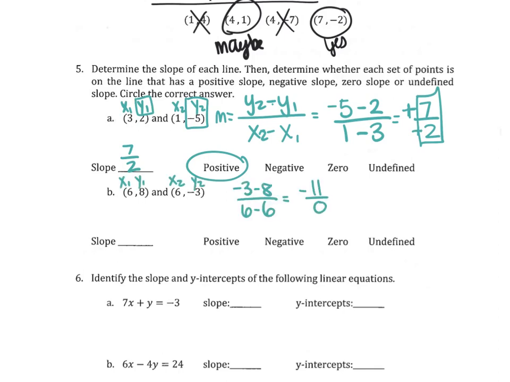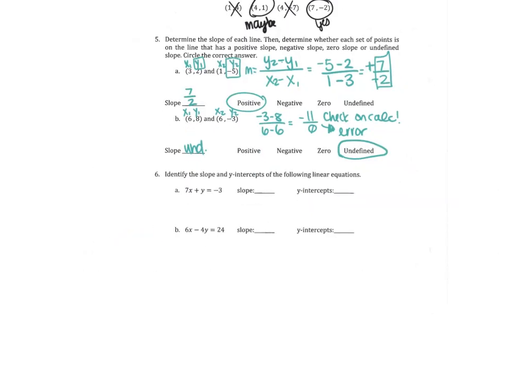Alright, hopefully you're checking. You should have gotten negative 11 over 0. I think if you did it the other way, you would have gotten positive 11 over 0. So either way, if 0 is on bottom, you can check this on your calculator. If you enter this, you'll get error. Okay, so if it's an error, that is undefined. When 0 is on bottom, that's undefined. If 0 is on top, it would just be 0.